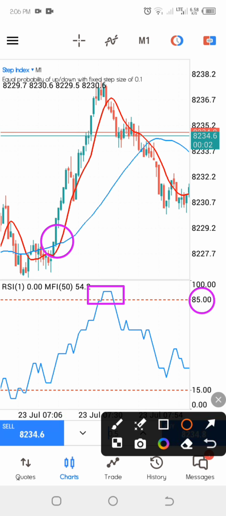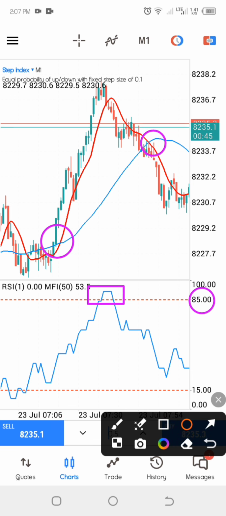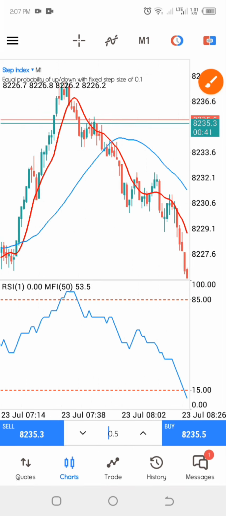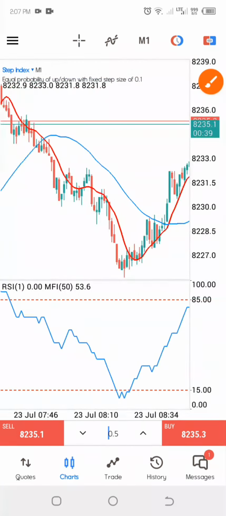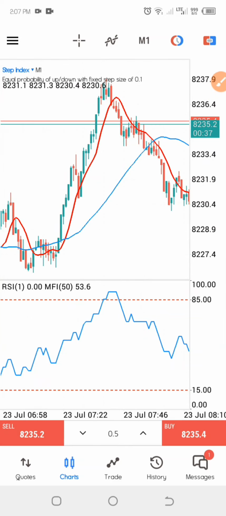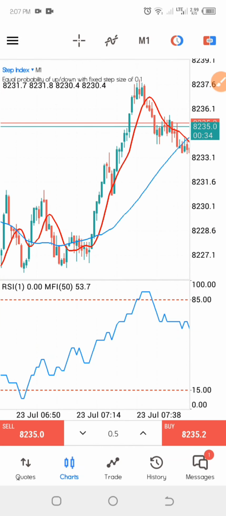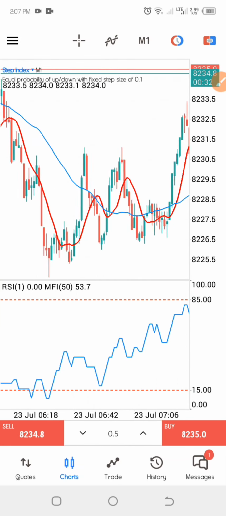When you get to the 85 levels of the RSI, the next thing you are looking for is that the moving average line that broke above the second moving average line has to cross below the moving average line again. When you see that it crosses below, that is when you look for a sell trade, and then you hold your trade till you catch a 1 to 2 or 1 to 3 RR trade. So that's how you take a buy trade and a sell trade using this exact strategy.